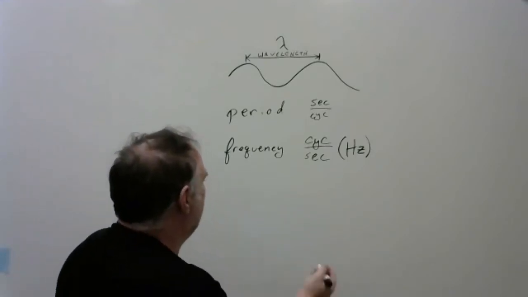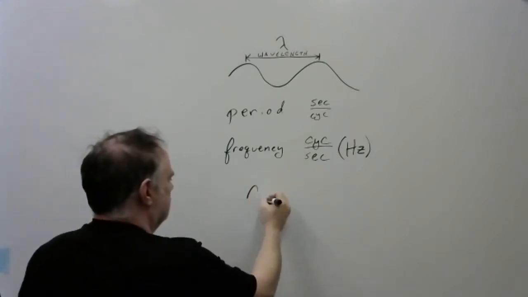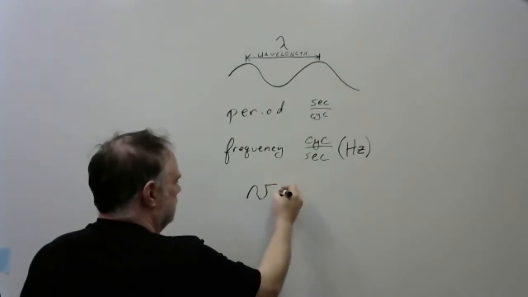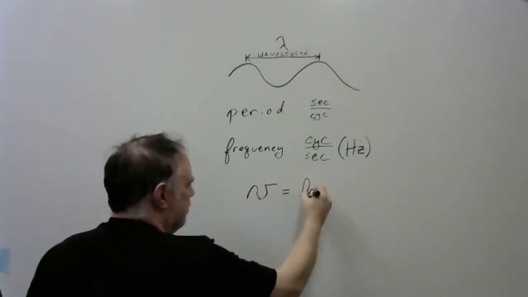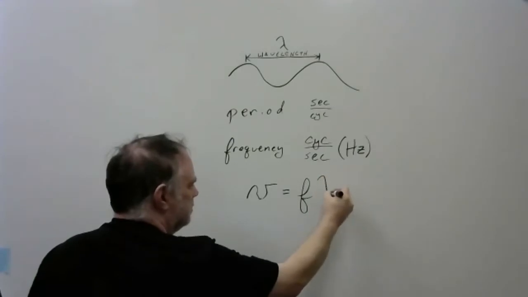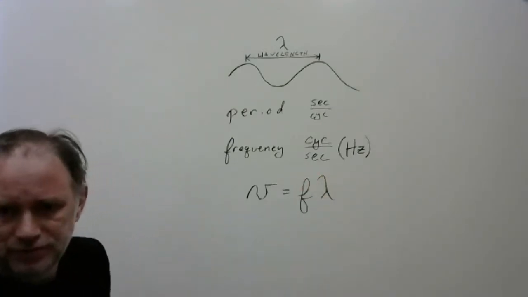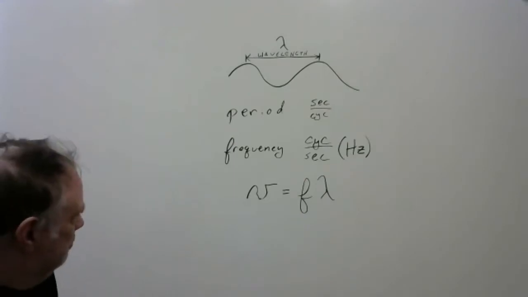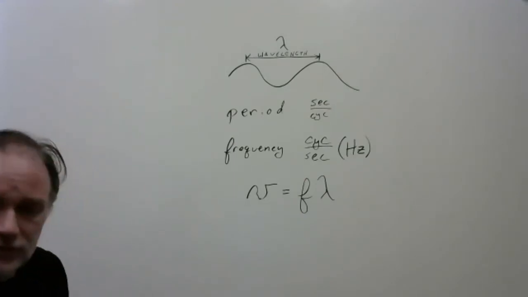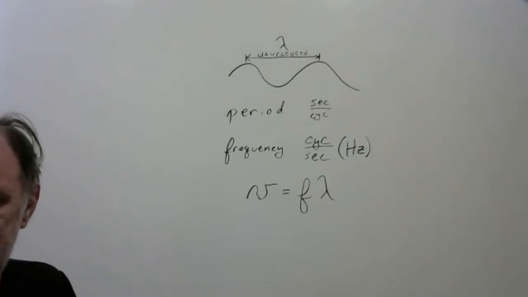Now the speed of a wave is given by the frequency multiplied by the wavelength. How far it moves and how often it moves. So that's our standard wave.